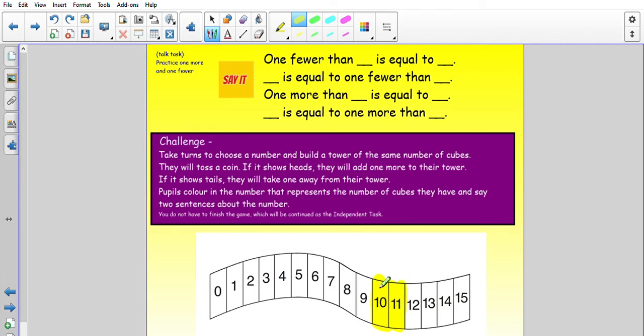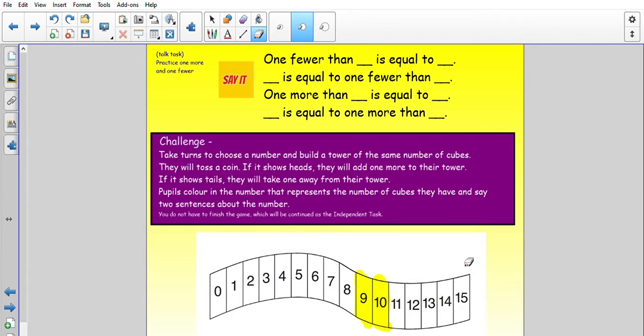However, if I had rolled a tail, one fewer than 10 is equal to 9. 9 is equal to one fewer. So I could colour in number 9 instead. So if you roll, let me take that one out because I rolled less, didn't I? There we go. So if you roll your coin and you get a head, it's going to be one more, and you can colour the number that's one more. If you roll your coin and it's a tail, you can colour the one that's one less. Now that's nice and easy, isn't it?